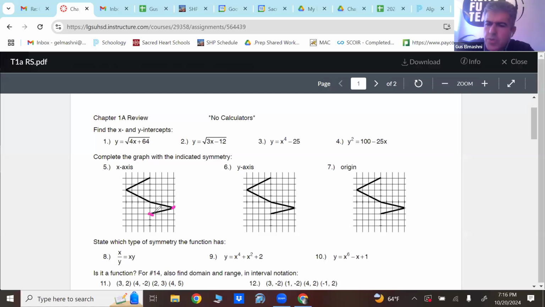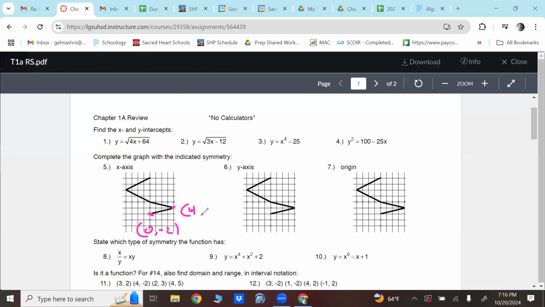The 2 dots are just labeled. What are those coordinates? (0, -2). Good. How about the other one? (4, -1). Great. So what happens is that when you have x-axis symmetry, you have to change the sign of y.